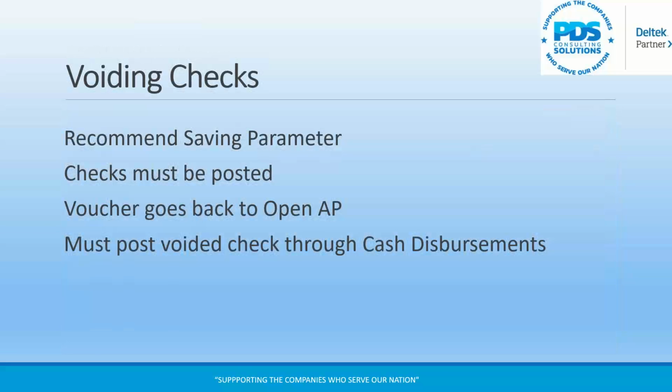If you determine that you must void a check, you will do it from the same screen where you print your checks and your ACH advices. But the checks must be posted, and that voucher will go back into the Open AP, and you will have to post the voided check as a cash disbursement file.